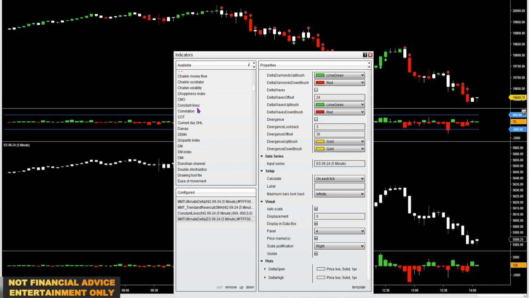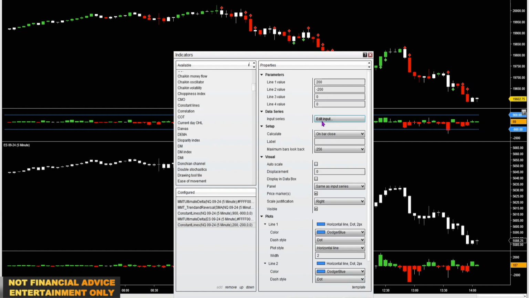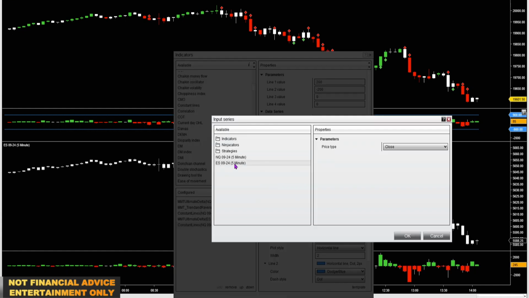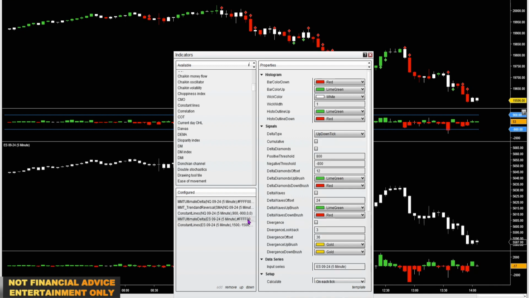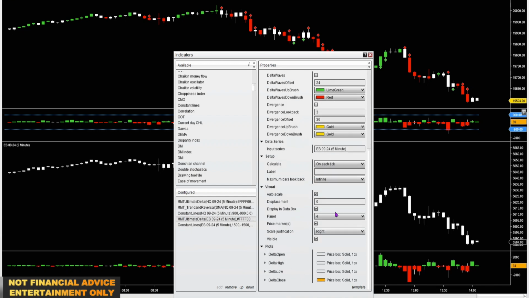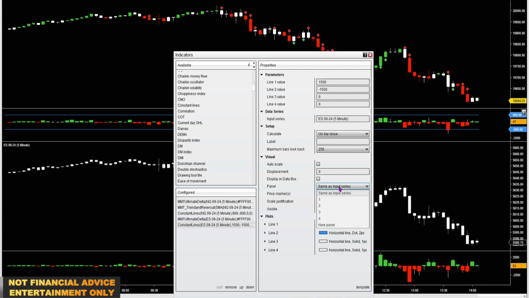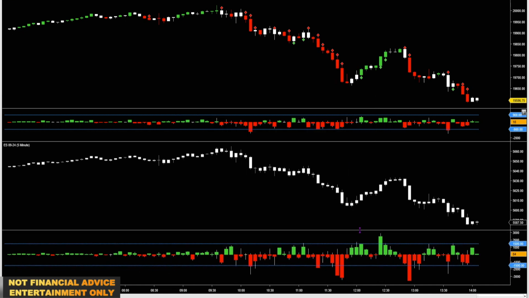You can also add another instance of the constant lines. I want to choose the input series to be ES. For the ES 5-minute, I like to look out for 1500 and negative 1500. We can see this Ultimate Delta for the ES is in panel number 4. So for the constant lines, I want to put that in panel number 4. There we are. Now we can adjust these panels.